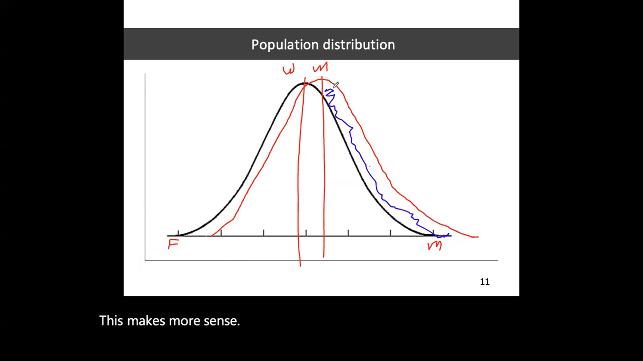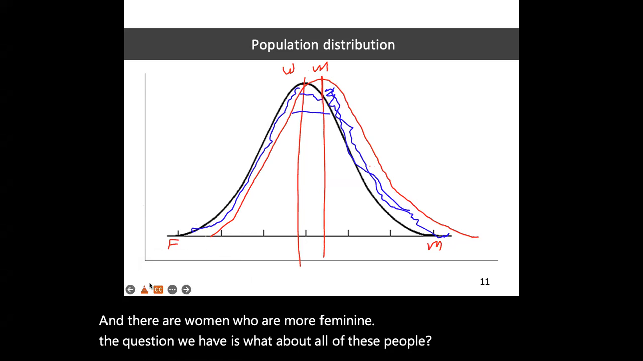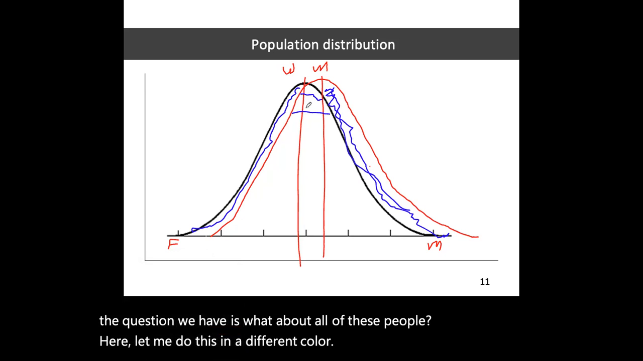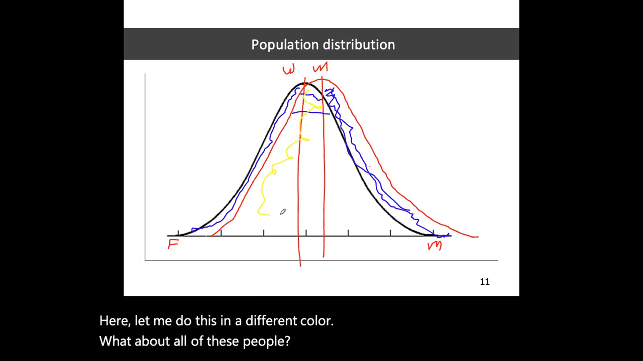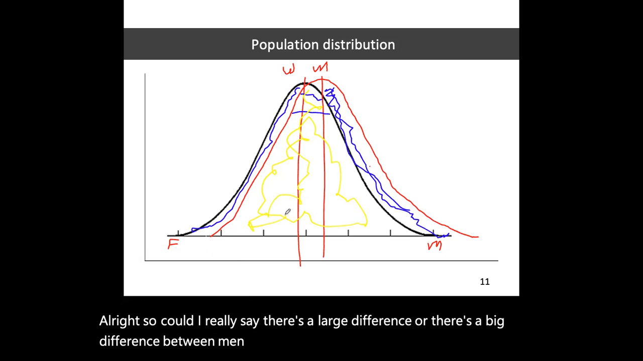Okay, there are men who are more masculine, and there are women who are more feminine. But the question we have is, what about all of these people? Here, let me do this in a different color. What about all of these people that scored exactly the same? All right, so could I really say there's a big difference between men and women when there's such an overlap of the distribution?